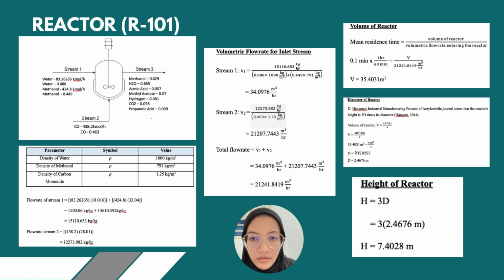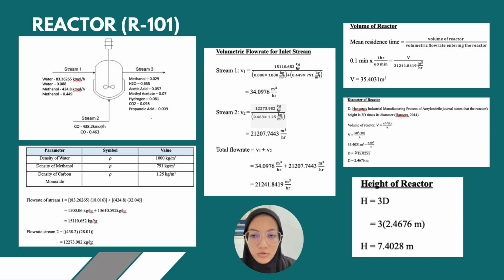So first, for our reactor, we have to calculate the flow rate, the inlet flow rate, and also volumetric flow rate. So for inlet flow rate, we have to times the composition with the molecular weight of that component in order to get the flow rate. So for our reactor, we have two inlet stream, which is stream 1 and also stream 2. For stream 1, we have water and also methanol. So the composition of water and methanol, we times it with the molecular weight, and then we plus both water and methanol, and we get the flow rate for stream 1.